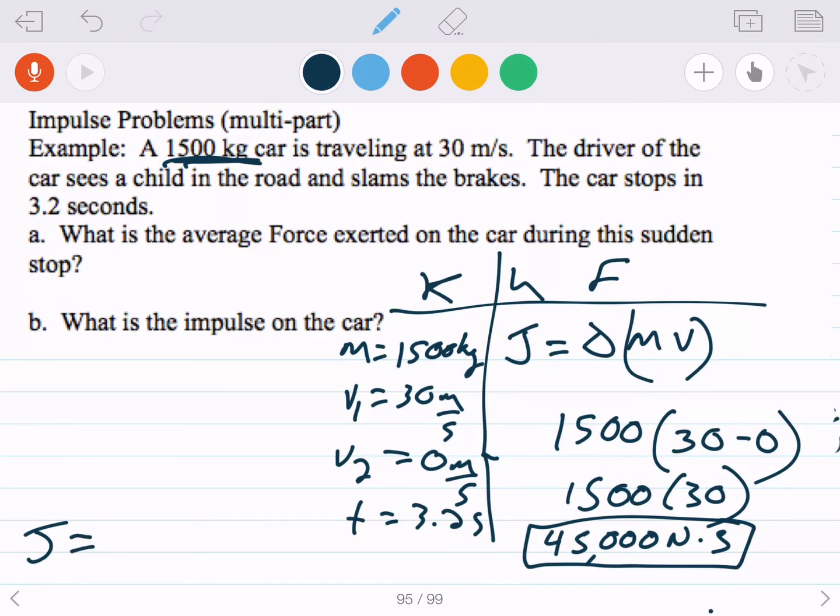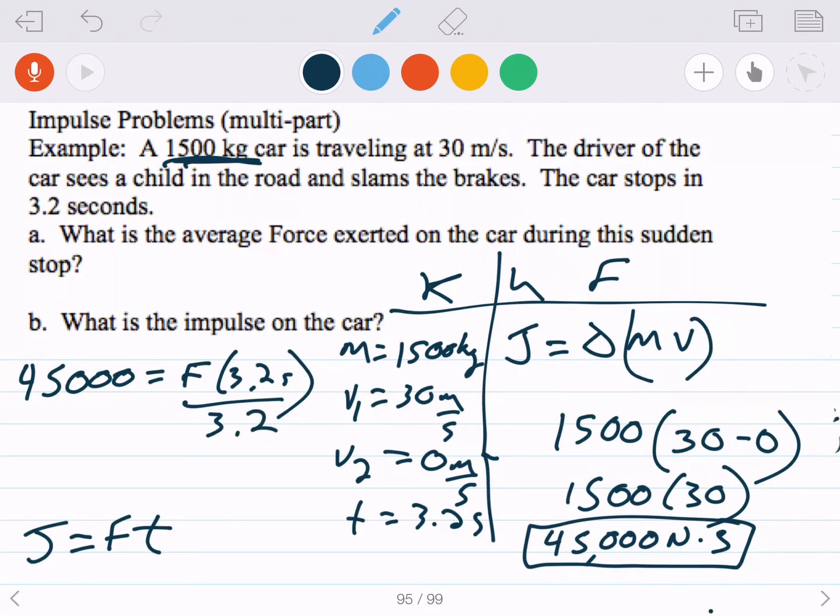And now I can take my impulse equals force times time, and I can say 45,000 equals force times 3.2 seconds, and I can divide both sides by 3.2. And you should get force equals 14,062.5 newtons. Okay? So same problem, two different ways to work it. You should be able to do it either way.